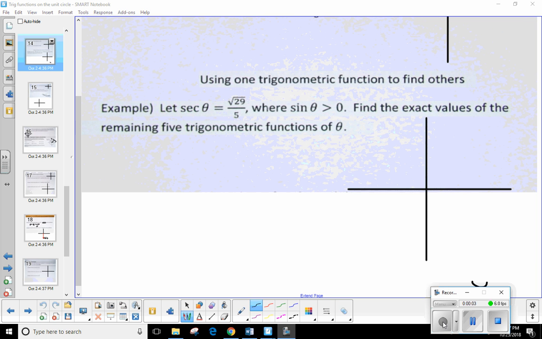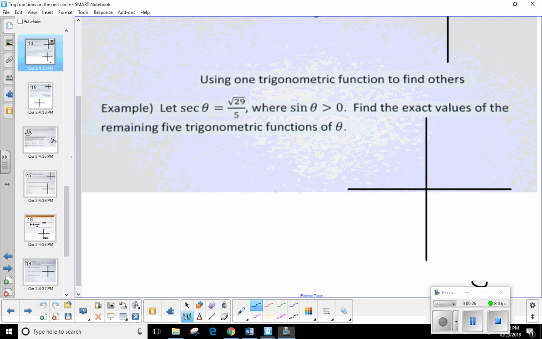Okay, so we are in the trig functions on the unit circle packet. We've been talking primarily lately about how to evaluate trig functions on the unit circle, and we just reviewed that as well. Now, there was something I talked to you about yesterday to help you figure out where the trig functions were going to be positive or where they were going to be negative.